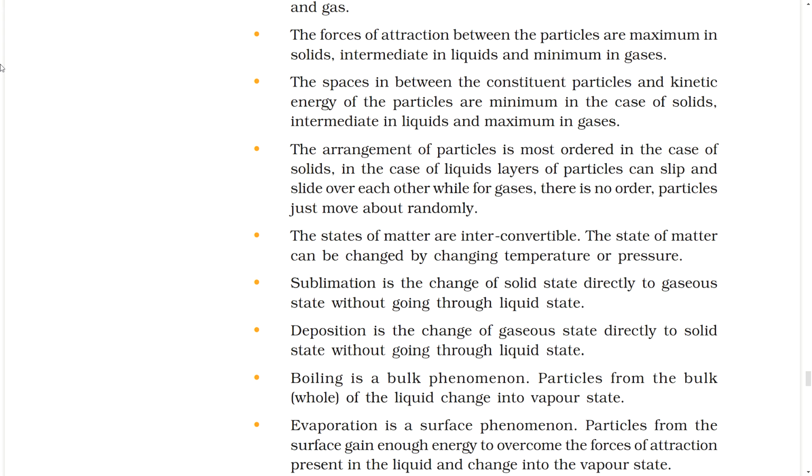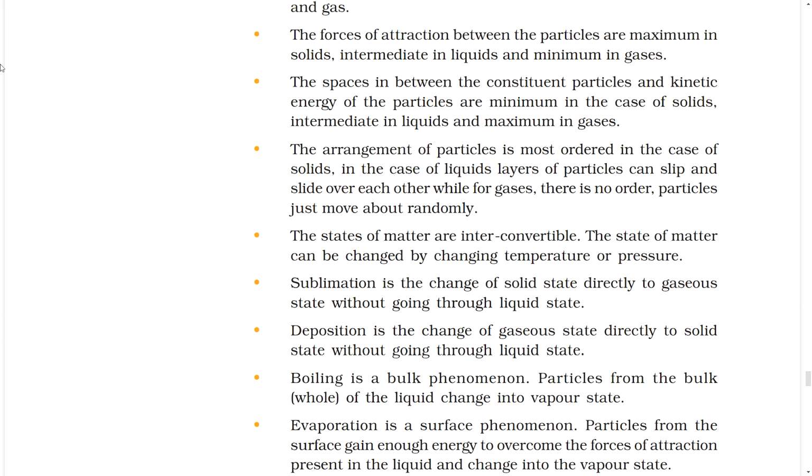The arrangement of particles is most ordered in the case of solids. In the case of liquids, layers of particles can slip and slide over each other, while for gases, there is no order. Particles just move about randomly. The states of matter are interconvertible. The states of matter can be changed by changing temperature or pressure.